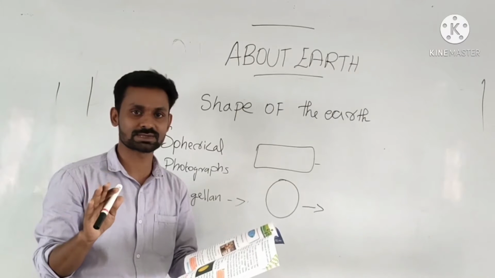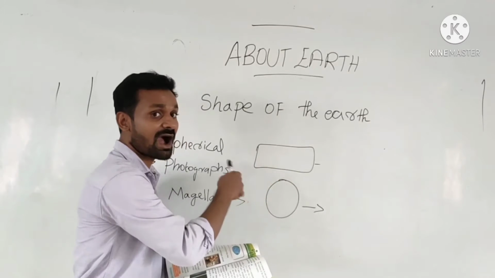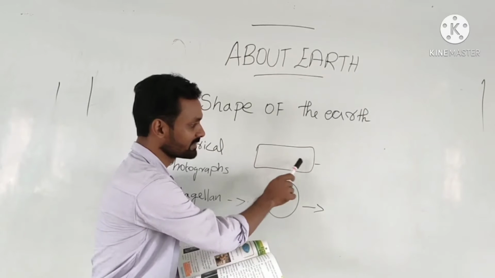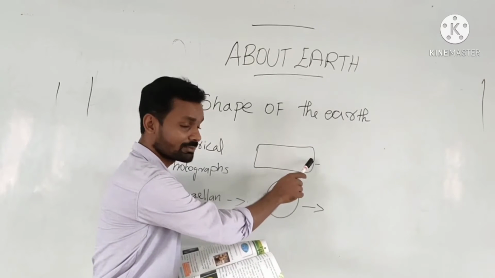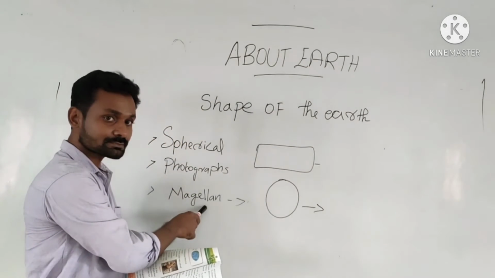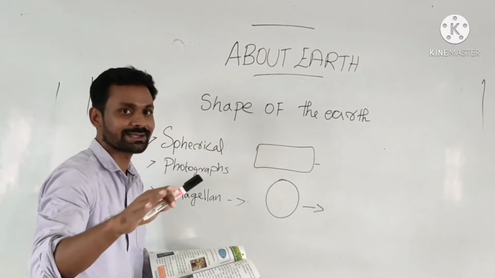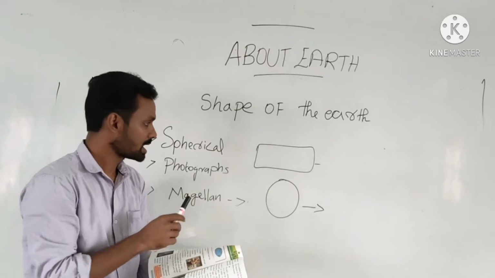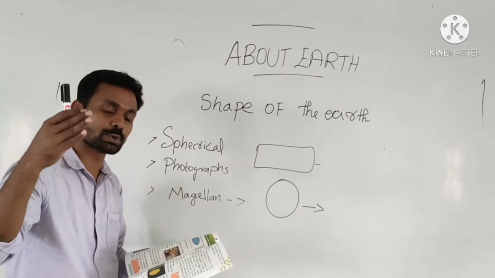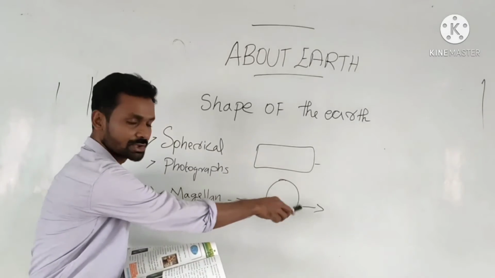I hope that you understood. In olden days, people thought that the Earth was flat, so they were afraid to travel far. They thought that if they traveled, they would reach the end of the Earth and fall down. Magellan proved that the Earth is round. For that he made that journey. Also, the photographs which astronauts took from space proved that the shape of the Earth is round.